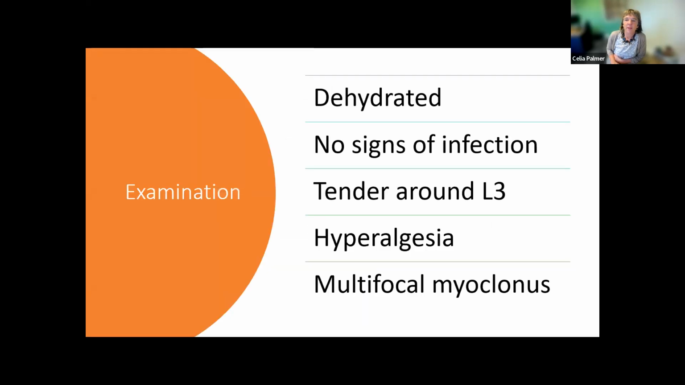So examining him, he appeared dehydrated. There were no signs of any infection, no chest infection. He was passing urine okay. He was a bit tender in the back, and he also had some myoclonic jerks.